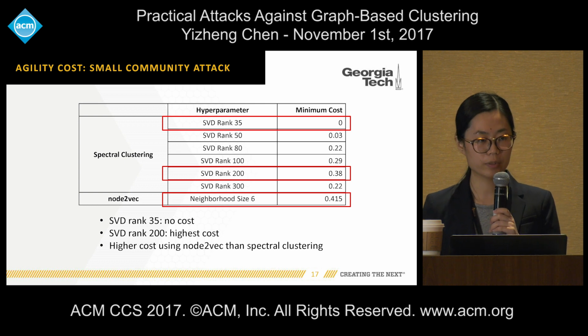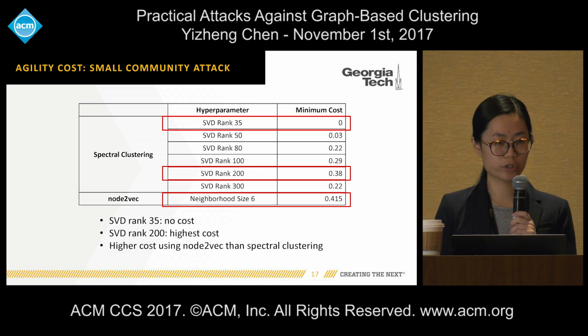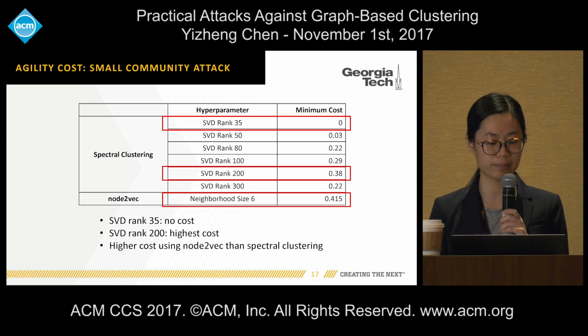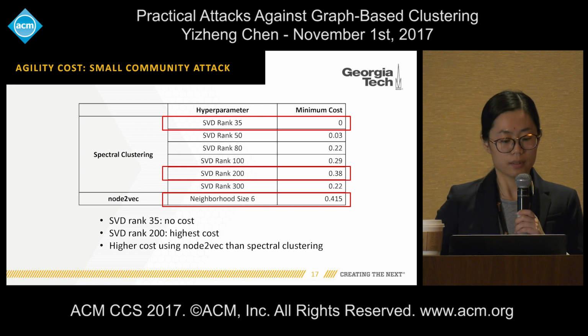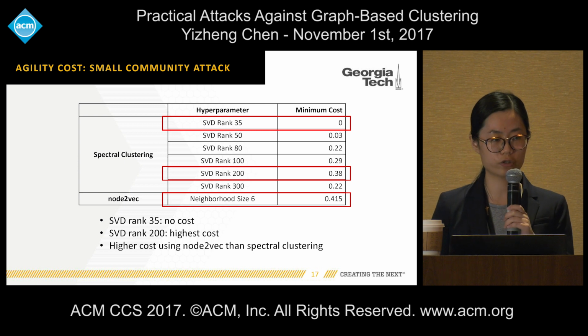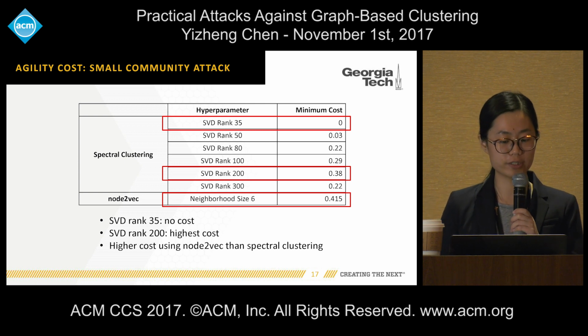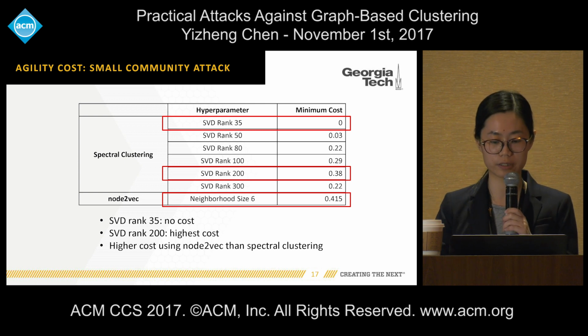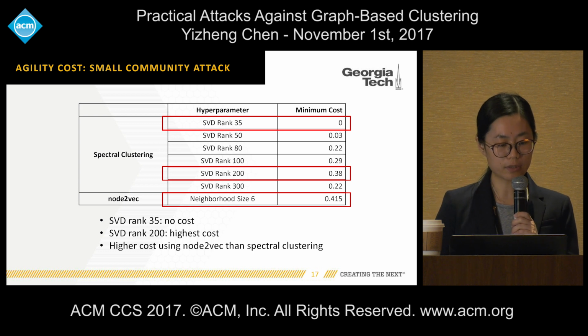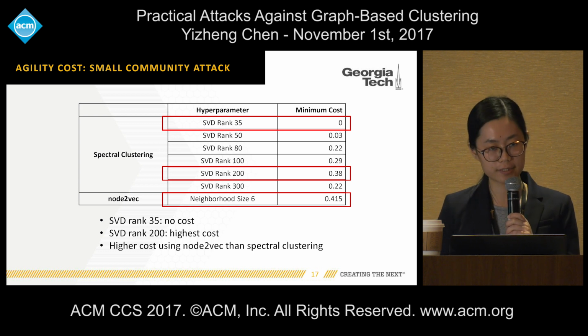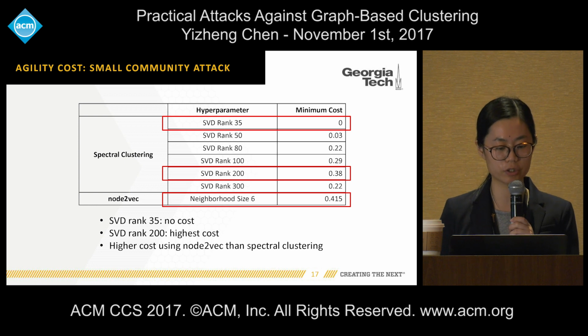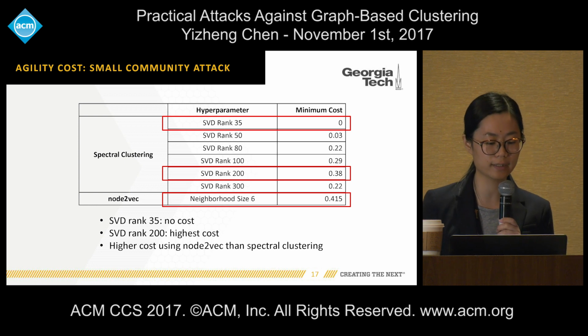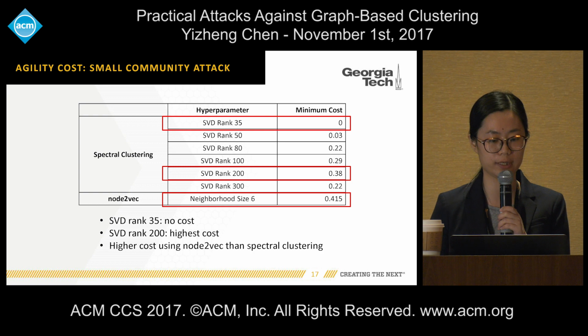Now, when we chose the hyperparameter in the traditional way in spectral clustering, there's no cost. And the cost increases and reaches the maximum when the SVD rank is 200. However, choosing hyperparameters in the traditional way in Node2Vec incurs an even higher cost than spectral clustering. These results inspired us to propose a defense of tuning hyperparameters in order to increase the cost of the small community attack and also reduce the small community attack success rate.